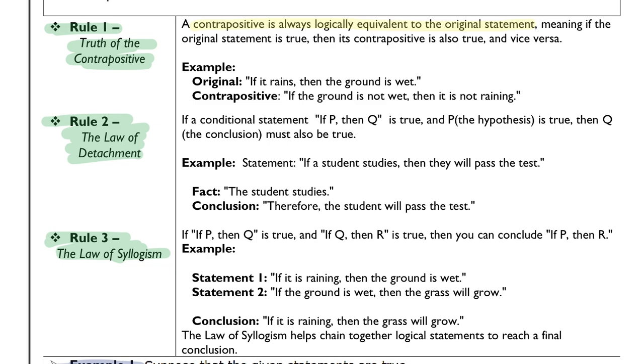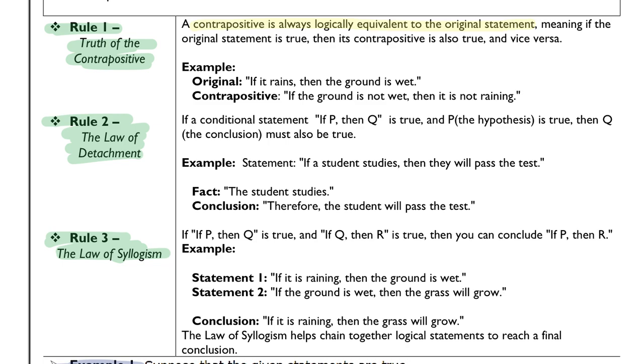Now we could use laws of deduction to say that's the same thing as if we have the converse and the inverse. Those also have to be equivalent to each other. Sorry, hard to speak sometimes. That is something you could also use, but that is not a rule we're going to use, because the rule of truth of a contrapositive is what we're going to be focusing on.